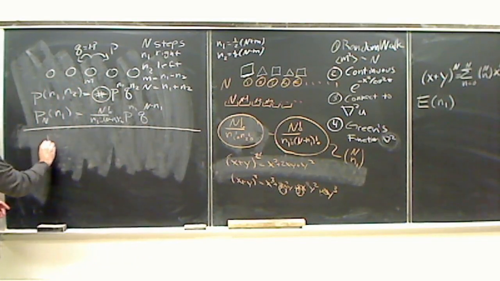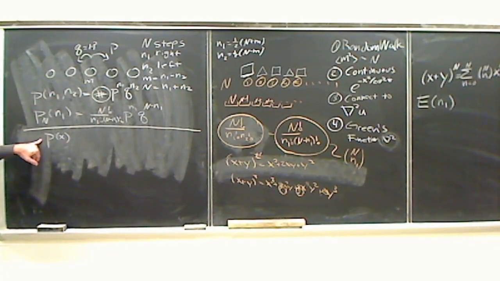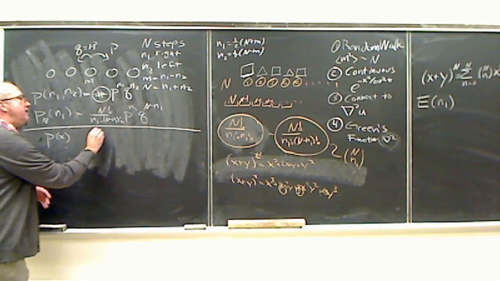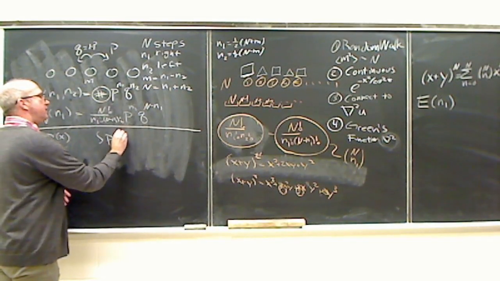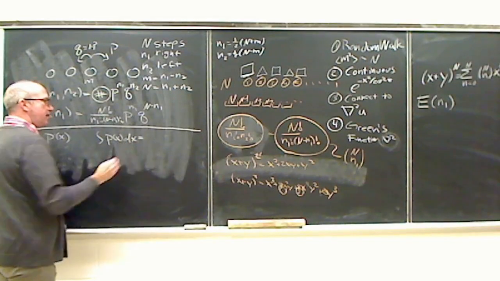So given a probability p of x, this is a probability distribution, so this is a continuous function. If I want to know things about this, I know that the integral of the probability has got to equal what?